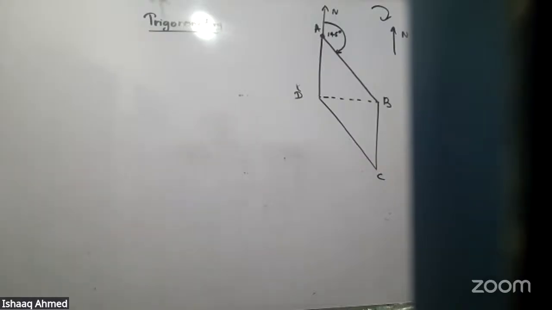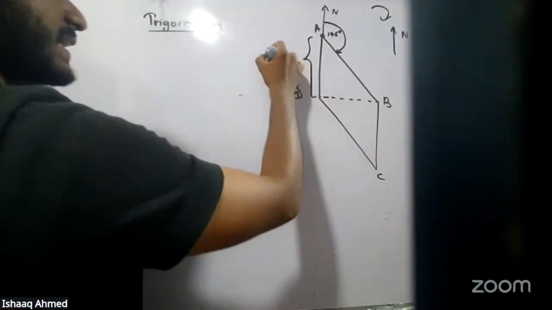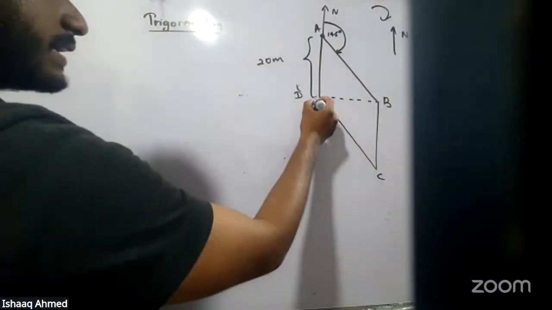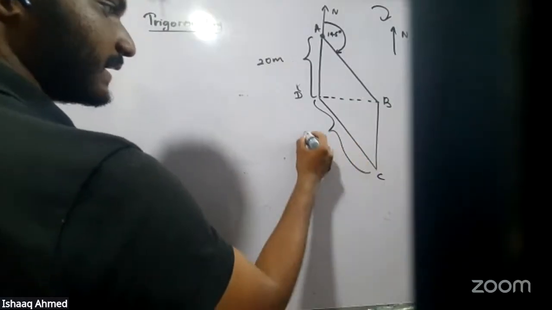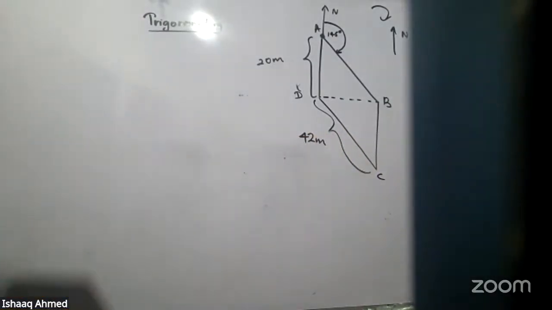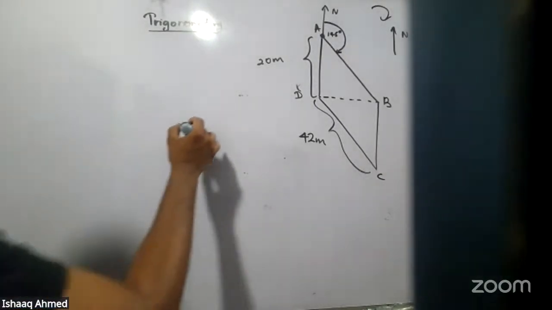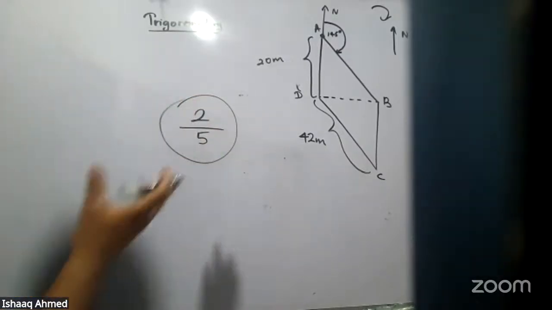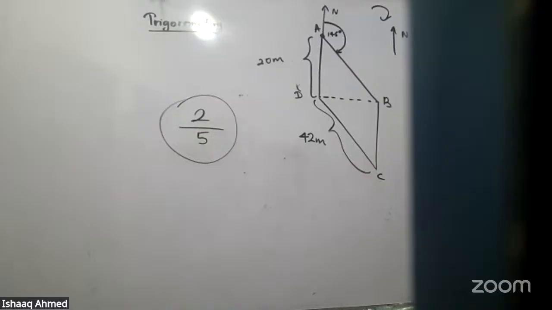AD equals 20 meters. And DC equals 42 meters. Copy the given figure onto your answer script and include the above information in it. Just for drawing these two, you'll get roughly 2 out of 5 marks. So if the whole question is 5 marks, 2 marks will be given just for copying this. Okay? 2 out of 5.